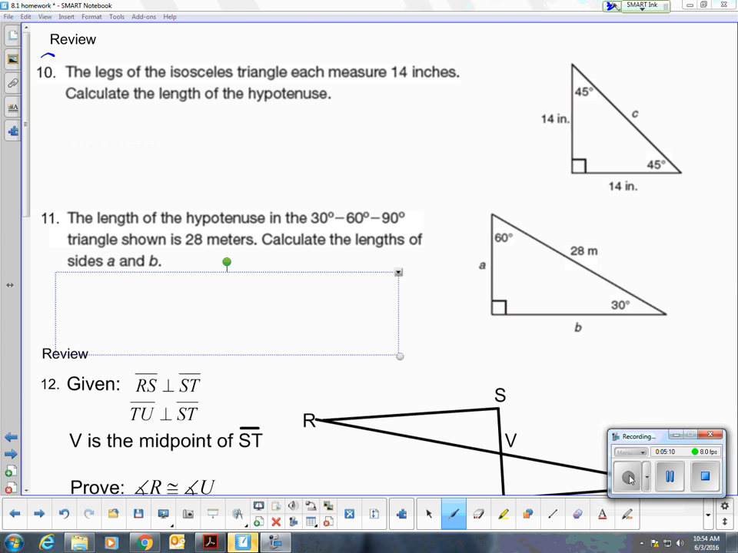Some review questions at the end of this section. One is reminding us of the relationships in a 45, 45, 90 triangle. And if both legs are 14, the hypotenuse is always radical 2 times the leg. So the length of the hypotenuse is equal to 14 radical 2.